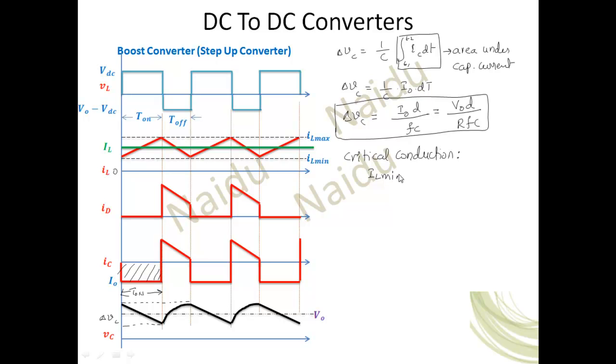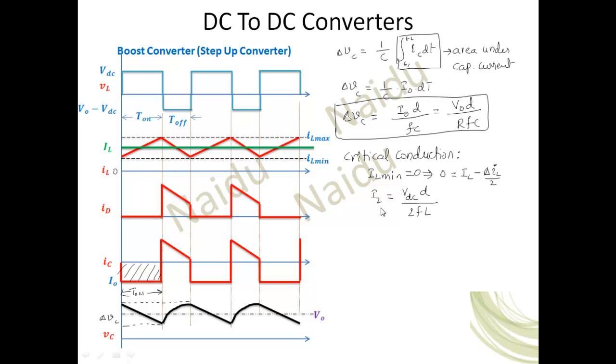IL min is 0. IL min is 0 means, I already told you in the previous slide, what is IL min? IL min is nothing but I average minus delta IL by 2. So from this you can say I average equal to delta IL by 2. What is the delta IL by 2? It is VDC D by 2FL. That's what we discussed in the previous slide.